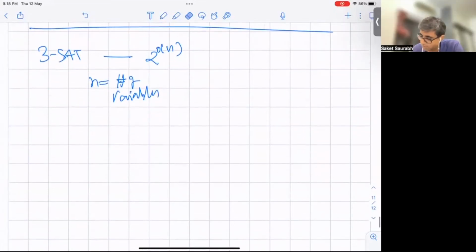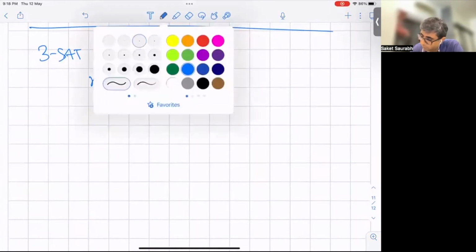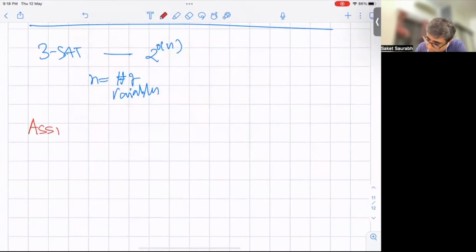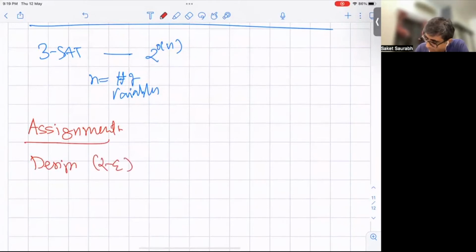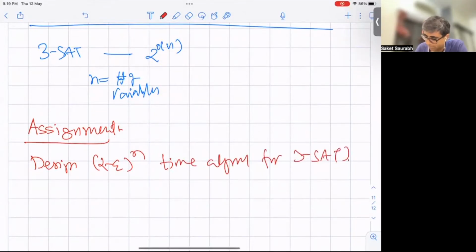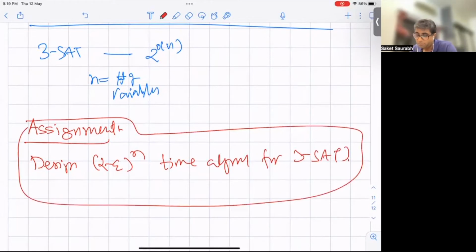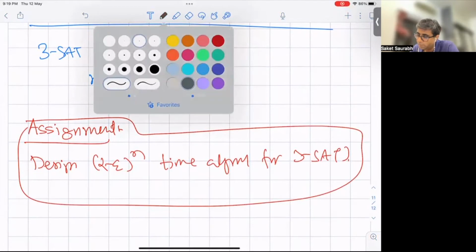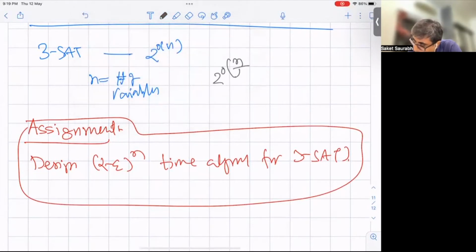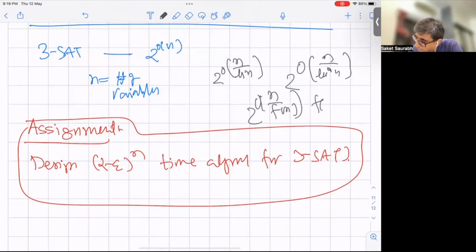So here's an exercise, guys. Or rather, let's say this is an assignment. Design a 2 minus epsilon to the power n time algorithm for 3SAT. Now when I say 2 to the power little-o of n, what do we mean? Can we have an algorithm with running time, say, n log n divided by log n, or even smaller, log star n, or any f of n, where f of n is a monotonically increasing function? We are not able to do it.